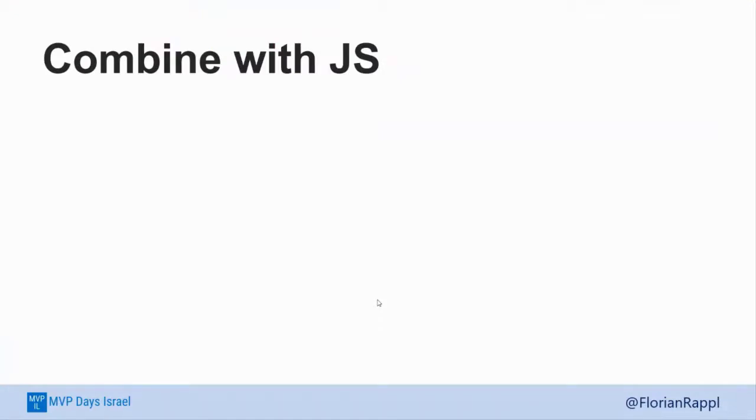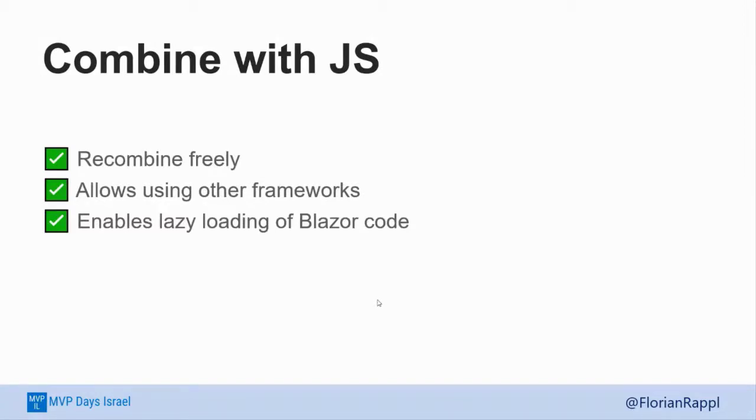Now, as already mentioned, there is another kind of way, and we will now investigate the options that we have on this way. We can combine it with JavaScript. As a result, we can recombine freely. So really, it can be used together with other frameworks. The common basis is JavaScript, which is anyway the basis of Blazor. And it would also enable lazy loading of Blazor code, because the JavaScript would define what should be lazy loaded, where it comes from. And so when it's needed, the JavaScript code would trigger the loading of the respective assembly.